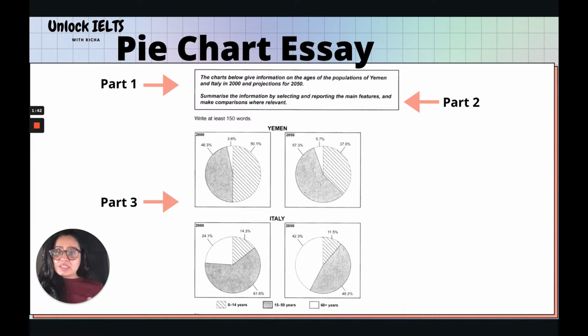As you can see on the screen, this is a sample question. This question has three parts: part 1, part 2 and part 3. Part 1 of the question gives you the information about the graphics. Part 2 directs you on what you are supposed to do with the given information and the graphics available. Then comes part 3, which is your graphic information.